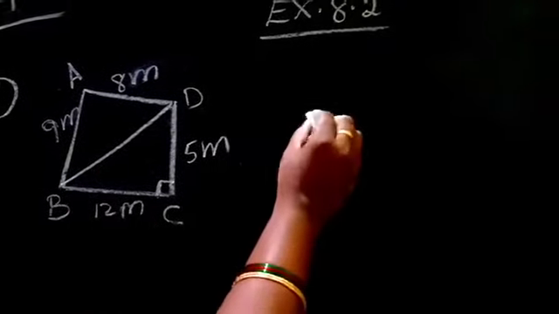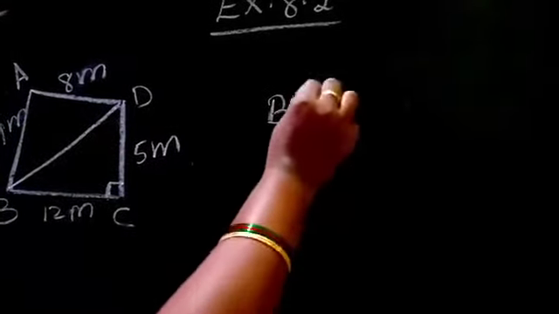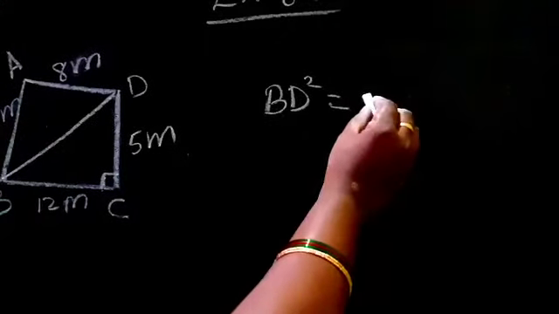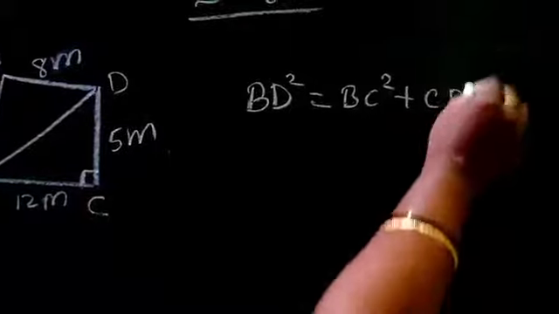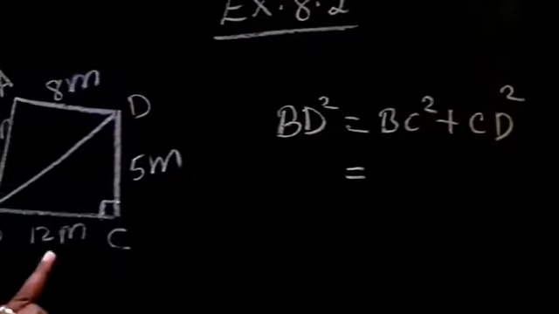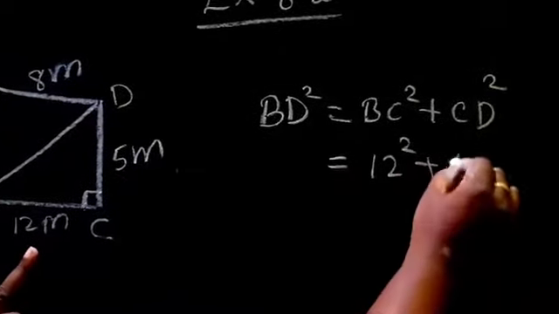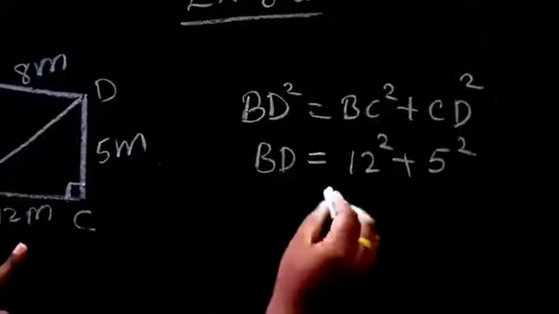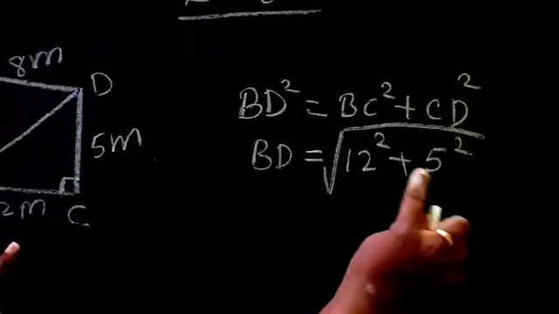using the Pythagoras theorem. What is the Pythagoras theorem? Hypotenuse square is equal to the sum of the squares of the other two sides, that is BC square plus CD square. BC is 12 meters, so 12 square plus CD is 5, we have 5 square. We need only this side BD. So square root of 12 square plus 5 square.